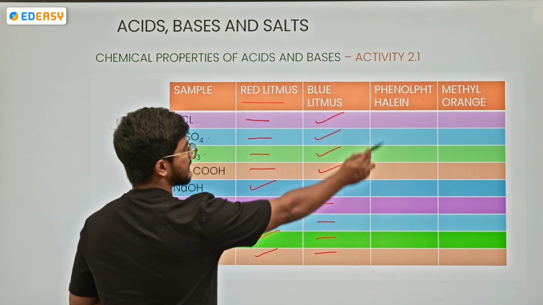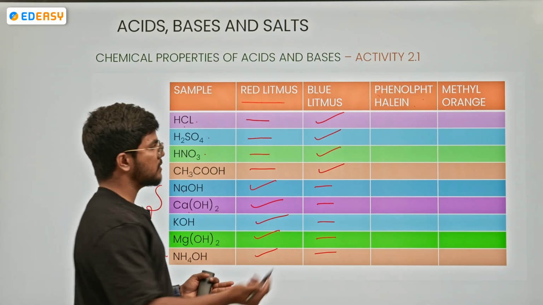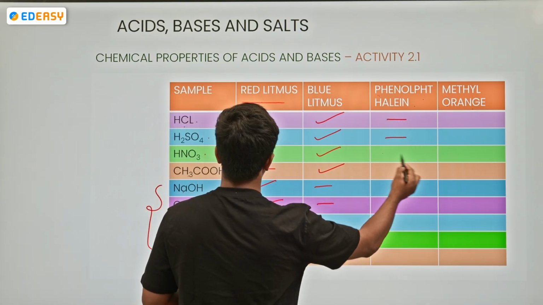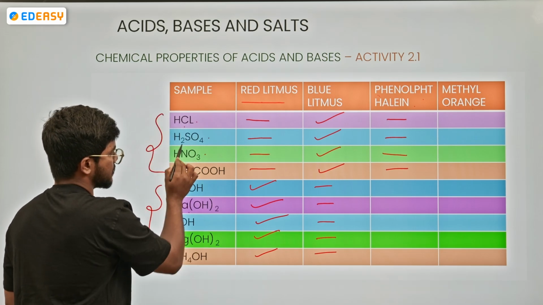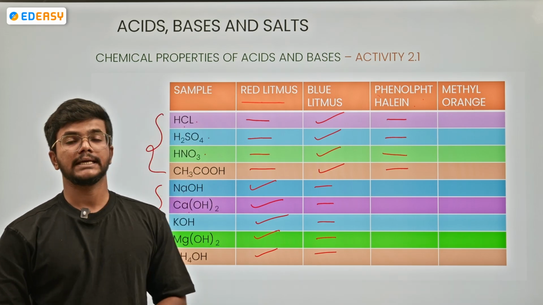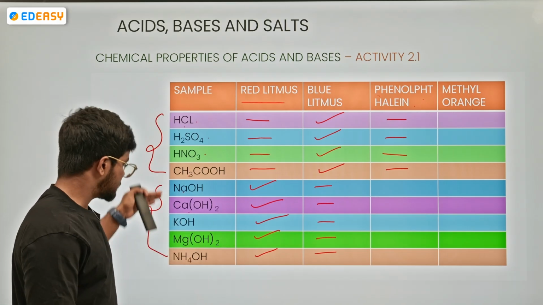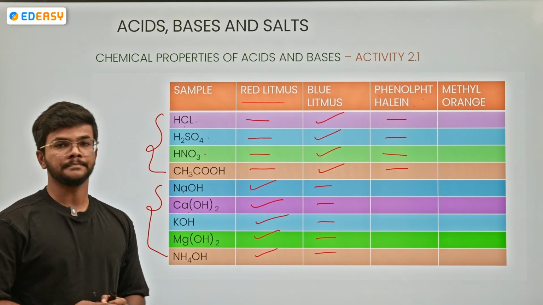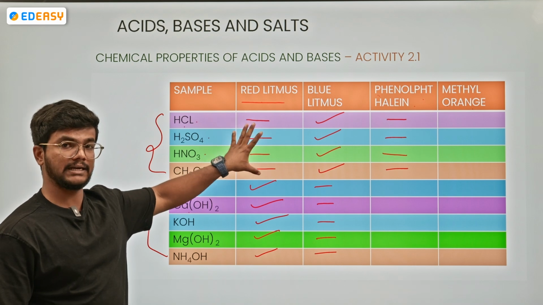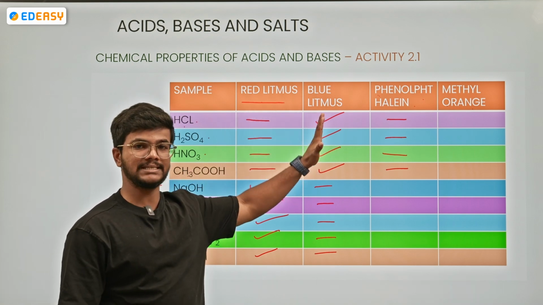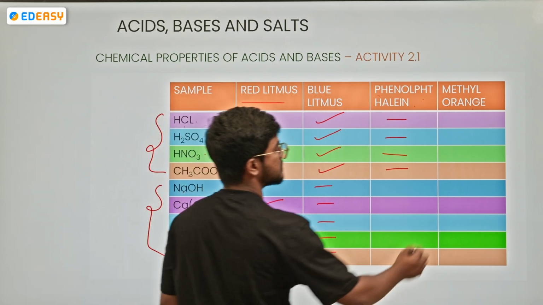So when phenolphthalein indicator reacts with the acids, they won't change its color. It will be colorless, no change for the acids. These four: HCl, H2SO4, HNO3 and CH3COOH come under acids, whereas the others come under bases. So these four solutions are acids, which don't change the color of red litmus, show a change in color in blue litmus, and show no change in the phenolphthalein indicator, whereas in the methyl orange there will be a change.